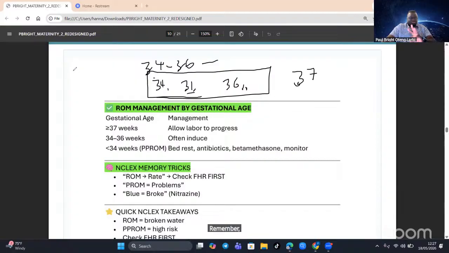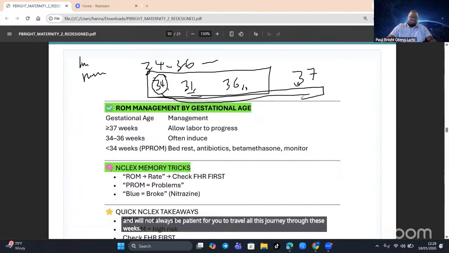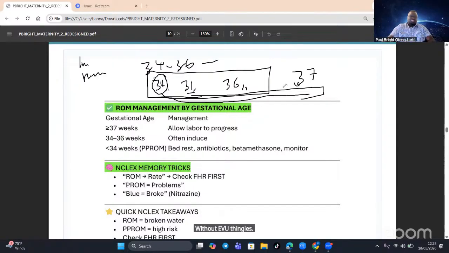Remember, in the prematurity phase, I always say 2 troubles, 1 God. You are battling with infection and prematurity, because the heart rate of the baby will not always be patient for you to travel all this journey through these weeks without giving you changes. So as an anesthetist, midwife or doctor, what are you going to do? I've given the antibiotics. How about the heart rate of the baby?